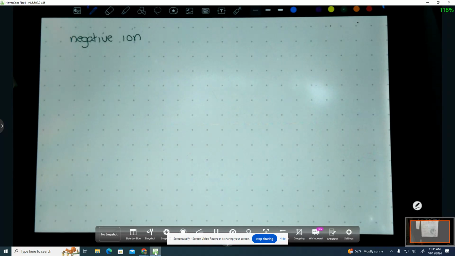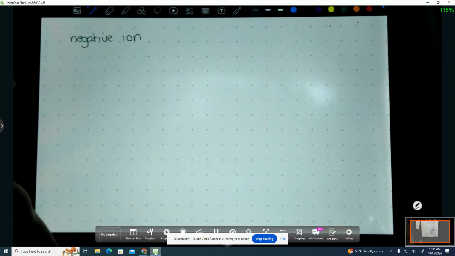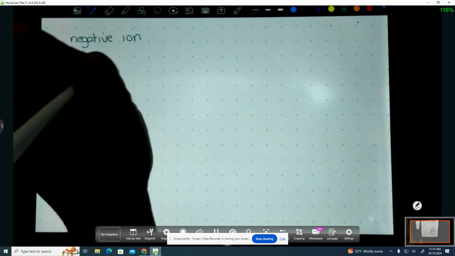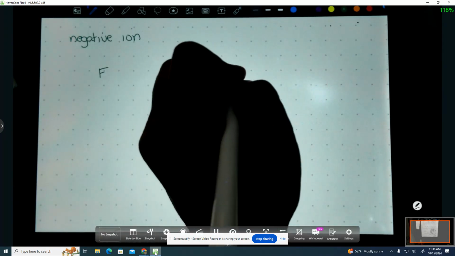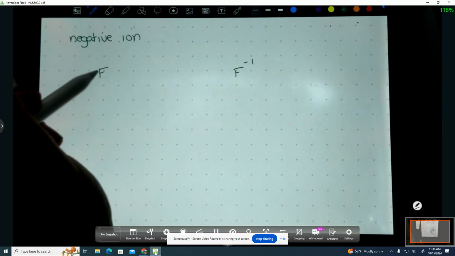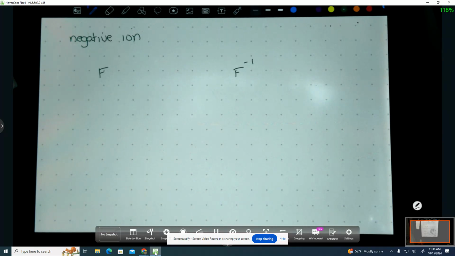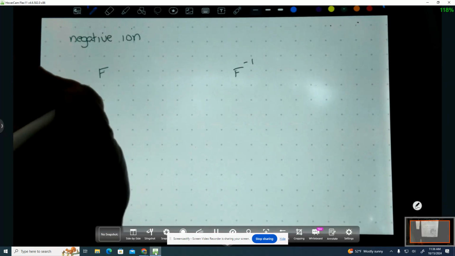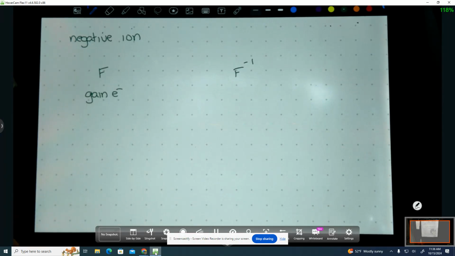Give me any element that you know will become a negative ion, and why does it become a negative ion? Fluorine. I like it. Fluorine as an atom looks like that. As an ion, it's going to become a -1. Why does it go from a fluorine atom to a fluorine ion? What is it trying to do? It's going to gain an electron to fill its valence shell. Everybody good with that?